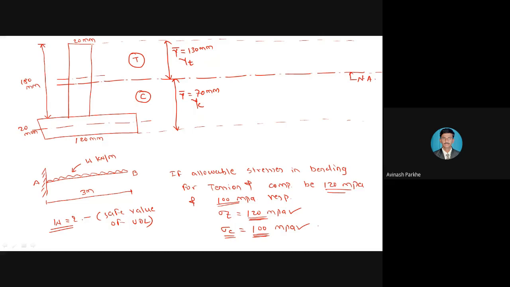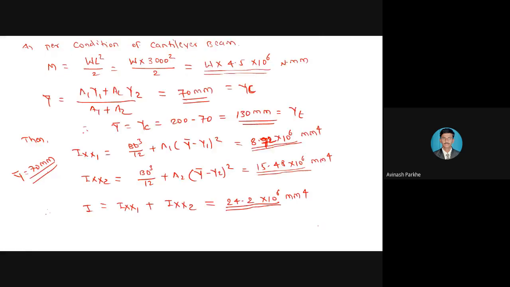So this particular value is 120 and 100. It will not be taken for further calculation. So for that purpose, what we have to do, let us see here. If both the stresses, tensile stresses and compressive stresses are given, and we have asked to find out the UDL value, at that time, what we have to do, just see here. We are using the formula M upon I is equal to sigma upon Y. This is the basic formula.